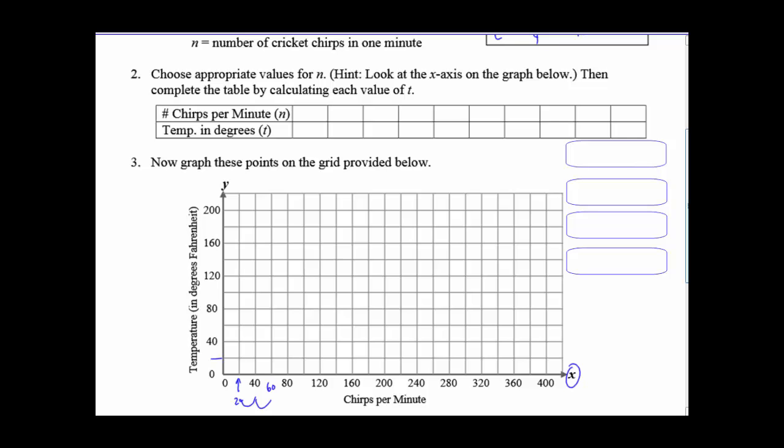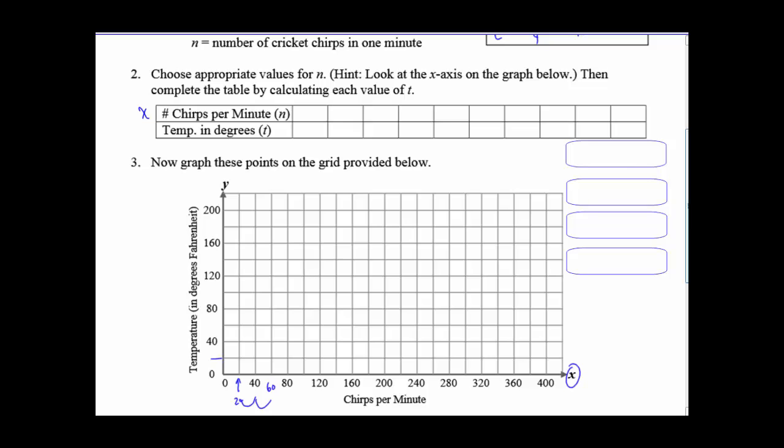So if we take our x values, our input, we're used to seeing tables with x and y going vertical. But now what happens if we have a horizontal table? In a vertical table, the x input is on the left and y is on the right. In a horizontal table, we put x on top and y on bottom. In this case, our input is the chirps per minute, which is n, and our temperature in degrees, T, is the y.